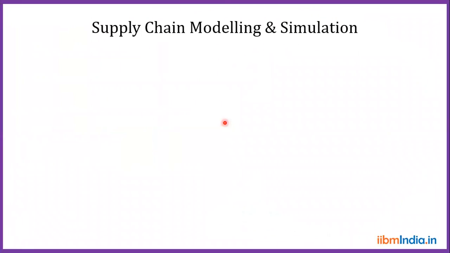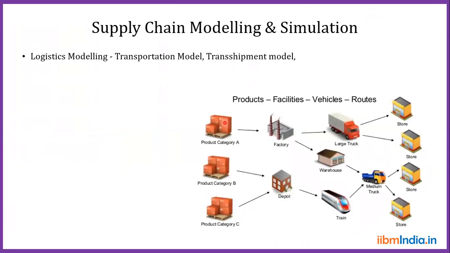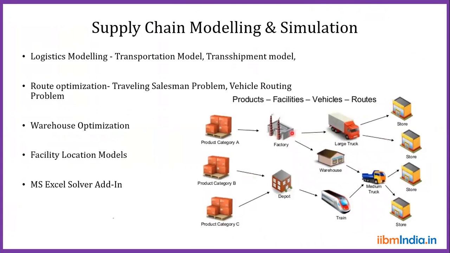Next module is about supply chain modeling and simulation. So as we have seen, the network of supply chain has different stages, right? Basically the factories, warehouses, depots, then there is transportation, then there are retail stores, wholesalers, and suppliers. How all this can be connected together so that the product will be produced and distributed or delivered to the final customer, that is where the logistics modeling will be done.